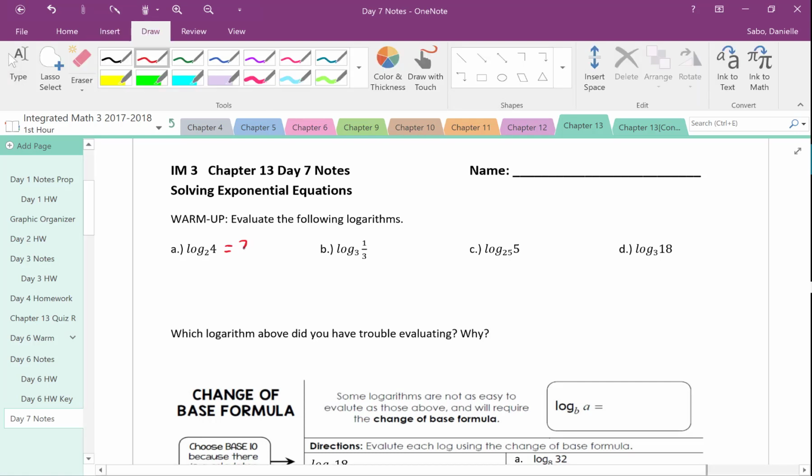If you forgot, that's when we did 2 to what power gets me 4. Just take a minute, not even, and finish those problems.